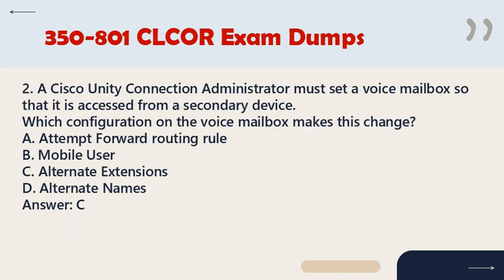2. A Cisco Unity Connection administrator must set a voicemail box so that it is accessed from a secondary device. Which configuration on the voicemail box makes this change? A. Attempt forward routing rule. B. Mobile user. C. Alternate extensions. D. Alternate names. Answer: C.